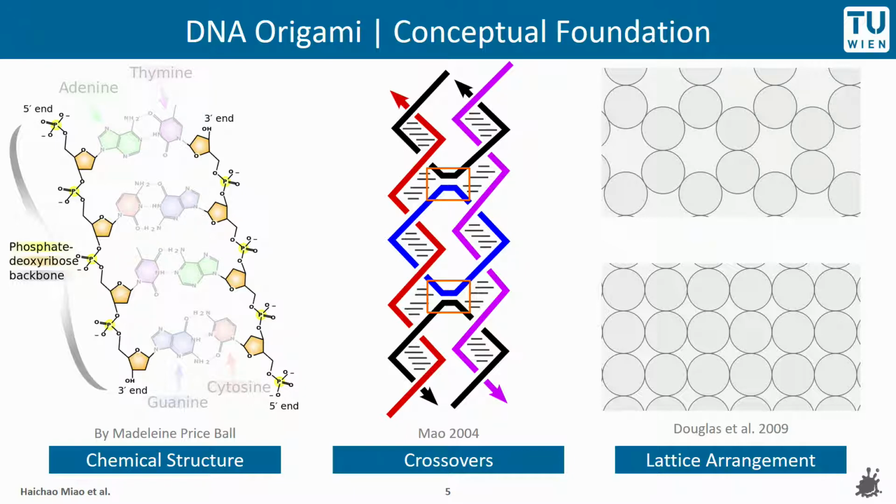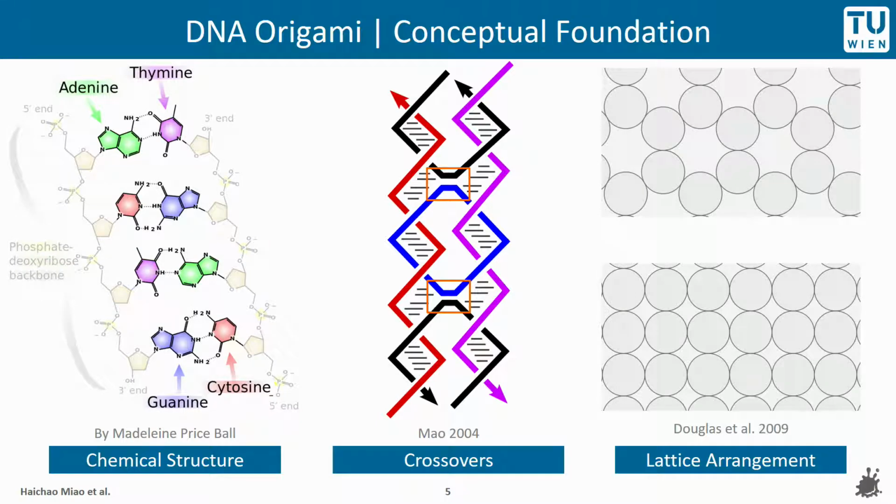Here on the left side, you can see the chemical structure of DNA. It has a backbone that connects the nucleotides into a chain, and this is called the DNA single strand. Inside the side chain, you find 4 bases that are complementary to each other, and this way 2 single strands form the characteristic double helical structure of DNA. What is very important for DNA origami is the crossovers. That means a DNA single strand can cross over from one double helix into another one, and this way bind 2 double helices together. If you repeat this, you can bind a lot of double helices together, and this is how it works.